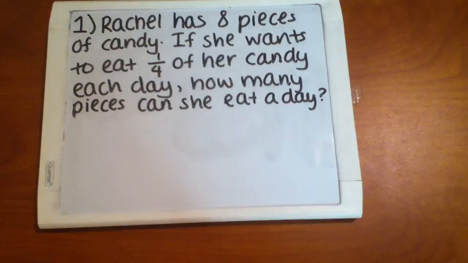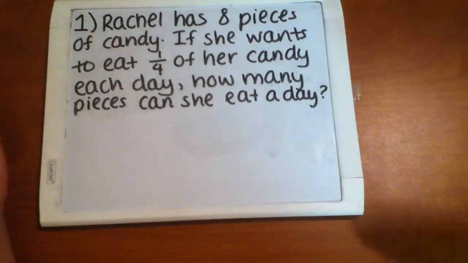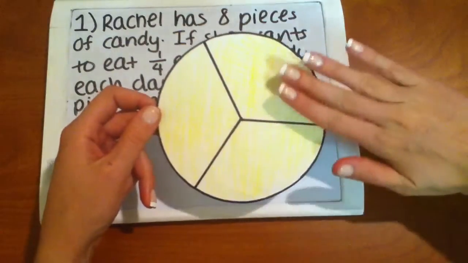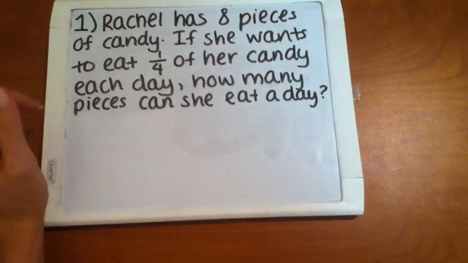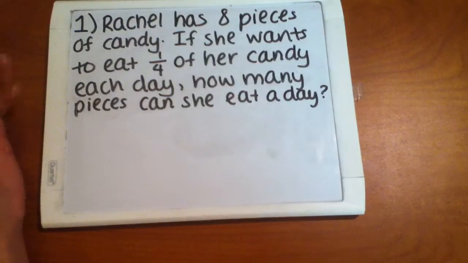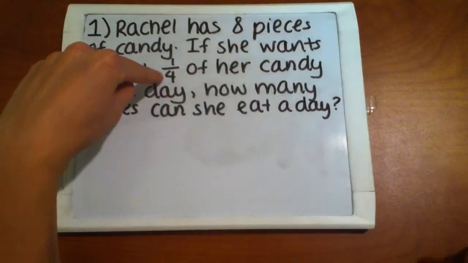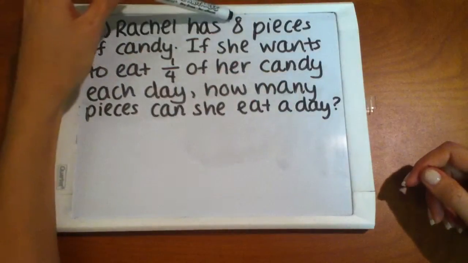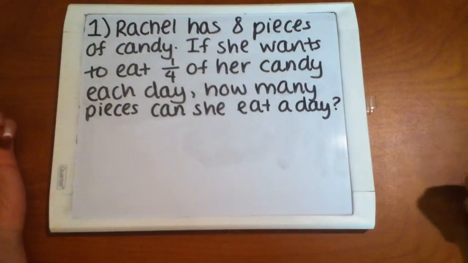Now, when you're using an area model, you have a physical representation of an area, of an amount. Just like this right here could be an example of an area model, like we were using before, because we have an area or an amount, and then we divided that area into equal parts. To look at this problem, we need to focus on what fraction they are providing us with. The fraction they've given us is she wants to eat 1/4 of her candy. We know that she has a total of 8 pieces. She wants to eat 1/4 of the candy a day. So how many pieces of candy does that mean she can eat a day?